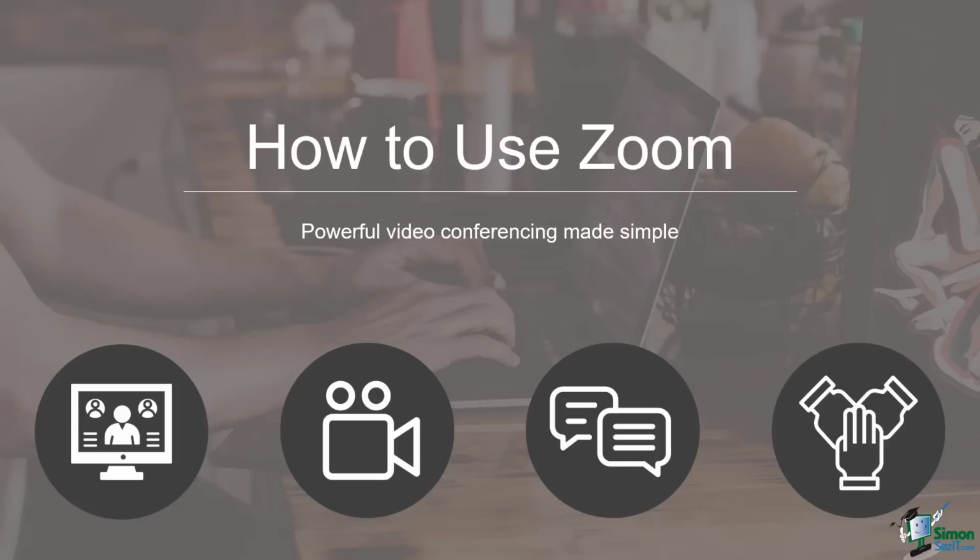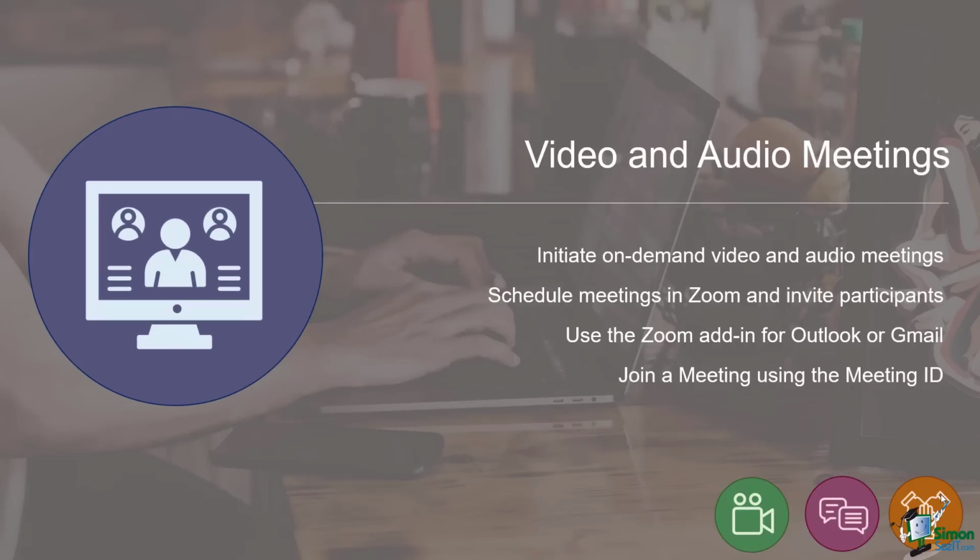Now, before we jump into the live demo, let's explore some of the features of Zoom. So the most important aspect of Zoom, especially at the moment, is the video and audio meeting facility. And what this will do is allow you to initiate on-demand video and audio calls, and with the free version you can have up to 100 participants. You can also schedule audio and video meetings for a future date and invite participants to join, and you can schedule meetings more efficiently directly from your Outlook or Gmail account. And you can also very easily join meetings using a meeting ID.